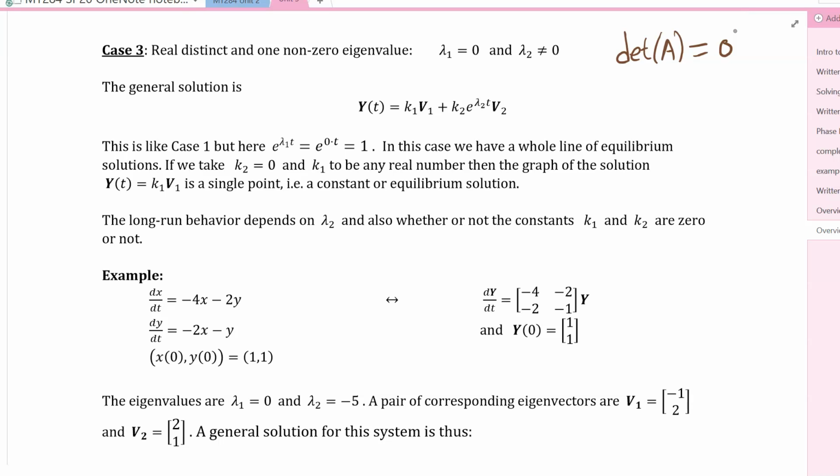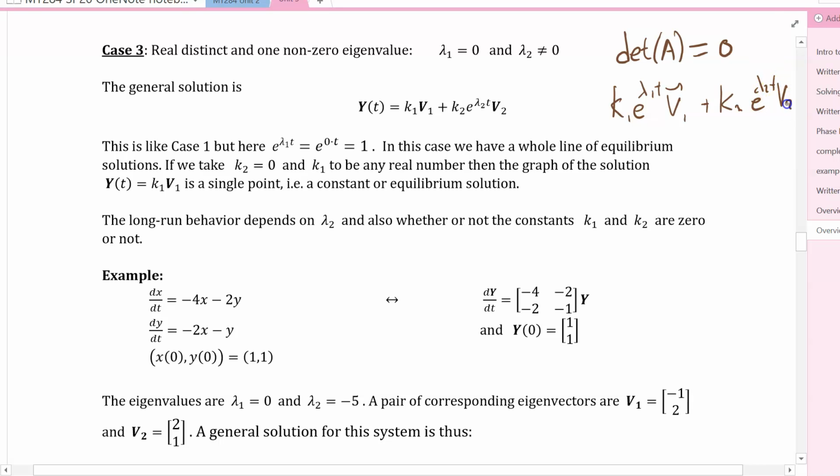Alright, this is going to lead us to more than one equilibrium solution, so the origin won't be the only equilibrium solution, as we're going to find out. Now, you still can build up the same kind of general solution. So you're still going to write down K1 times e to the lambda 1t times V1 plus K2 e to the lambda 2t times your eigenvector V2. Now the only difference is that because e to the 0 is 1, because one of our eigenvalues is 0, this factor is just 1.